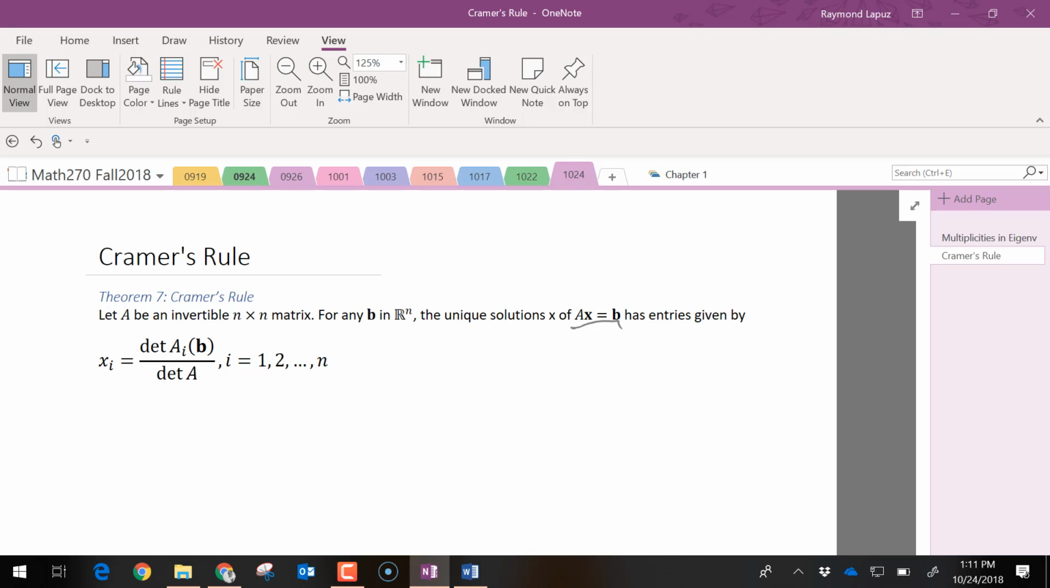And then the matrix on top, this notation is a weird notation, but what this notation is, is to replace the ith column of A with the vector B. So B is the right-hand side of your system that you're solving for.